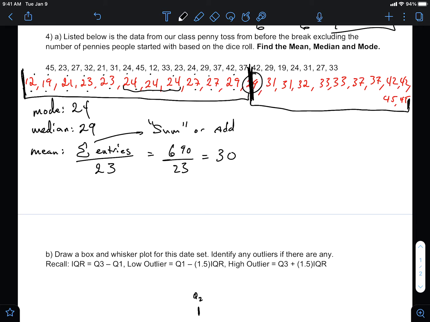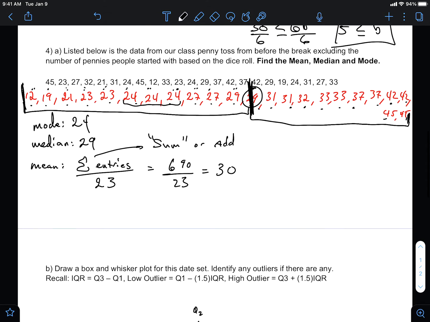Where am I going? Did I count that right? No, 13. That's why I'm confused. 13, right? 1, 2, 3, 4, 5, 6, 7, 8, 9, 10, 11. What's going on here? We're missing one? Oh no, 12 and 12.